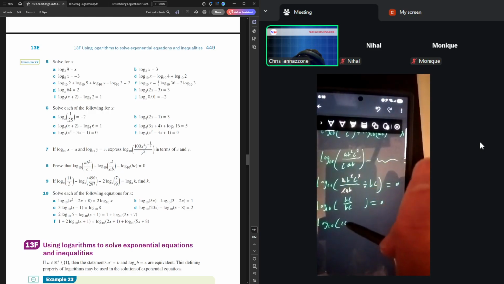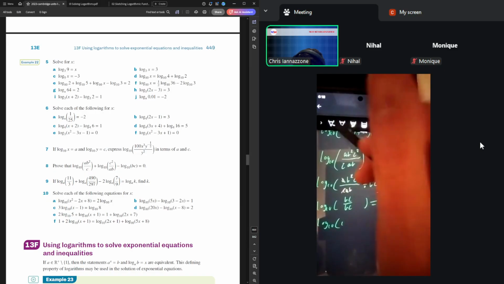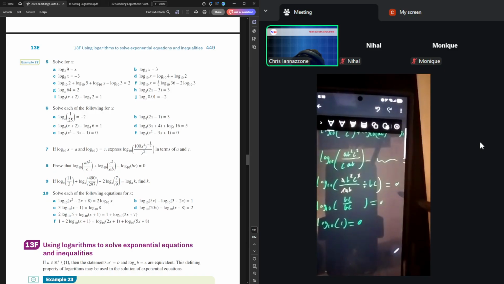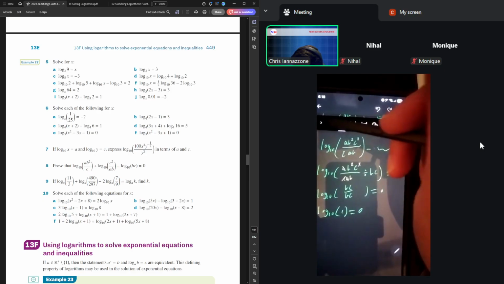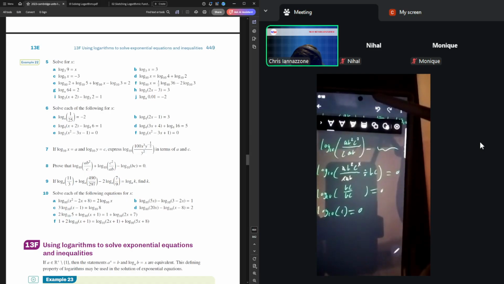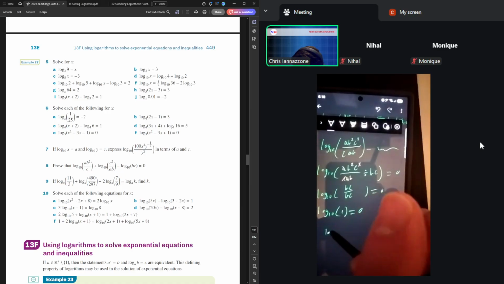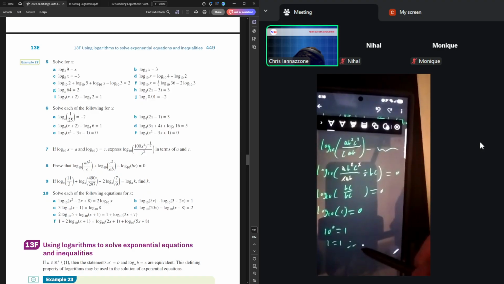Log 10, 1, whoops. Log 10 of 1 equals 0. Where you go from here, I think you just leave this here. You don't have to necessarily prove that log 10 of 1 equals 0. Maybe you could go 10 to the power of 0 equals 1, 1 equals 1, therefore, I think you see this in your university stuff, QED.